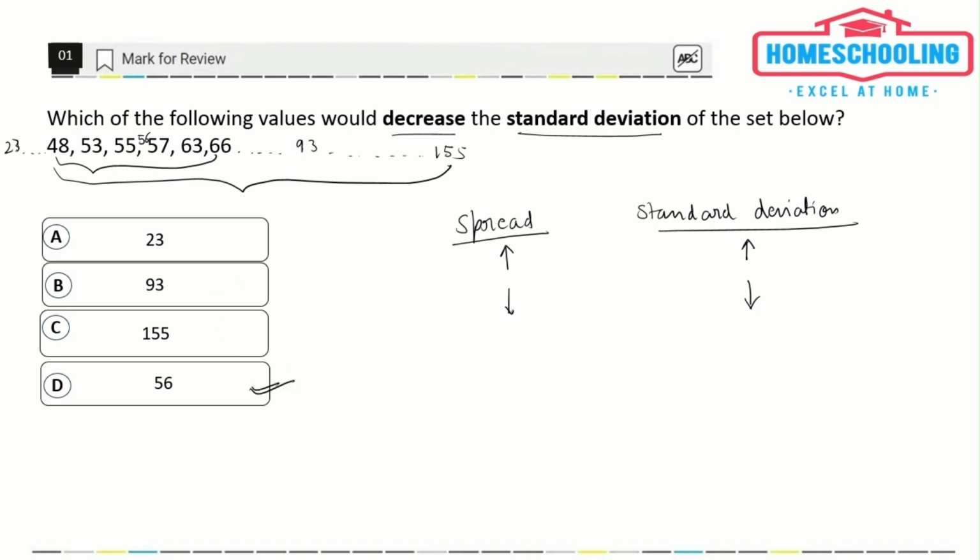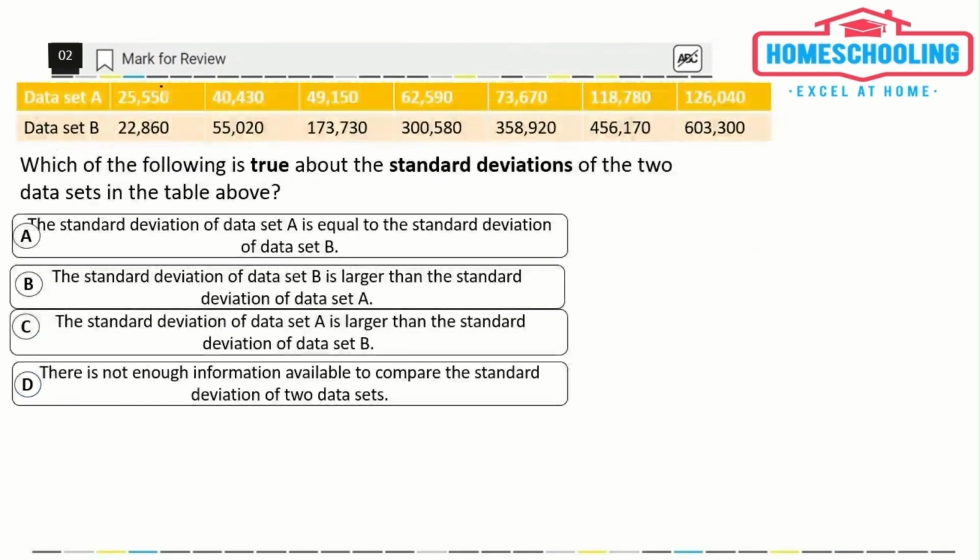Now moving to question number 2. In question number 2, we have two data sets. Data set A starts from 25,000 and goes up to 126,000, and data set B starts from 22,000 and goes up to 600,000.